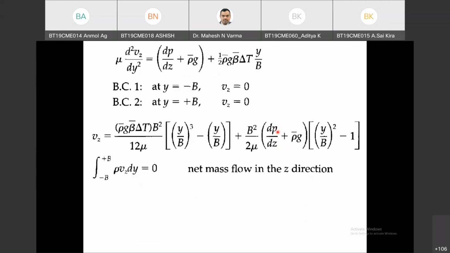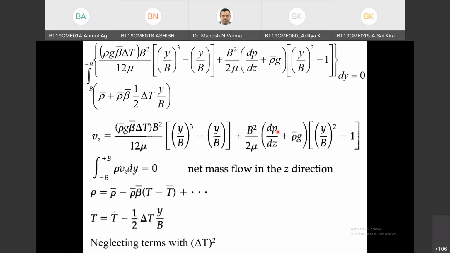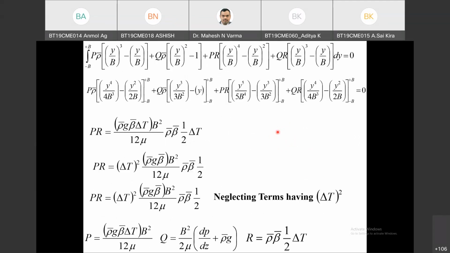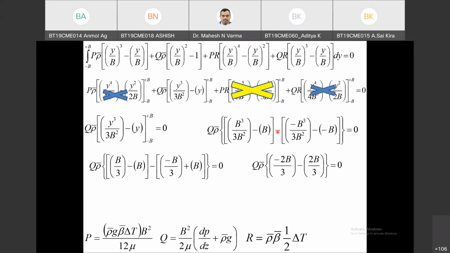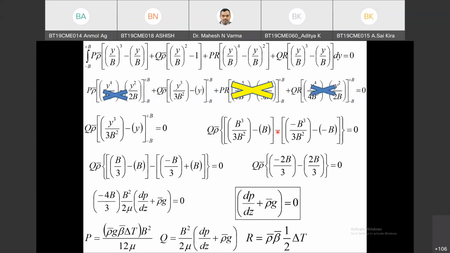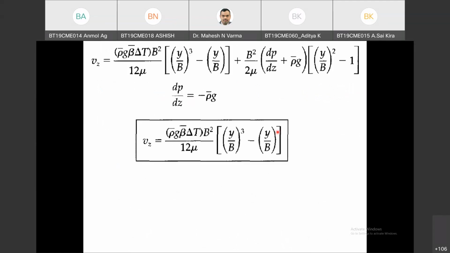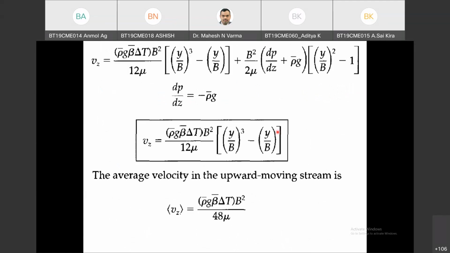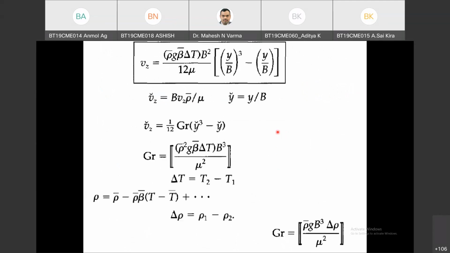So considering net mass flow rate in z direction, density variation, temperature variation, and neglecting delta t square, this is the rearrangement done. If we neglect the delta t square, this is what we will get, net mass flow rate. Rearranging the terms, for this case del p by del z equals minus rho g. Substituting this in the velocity profile, this is the velocity profile we will get, and this is the average velocity of the upward moving stream. Using the dimensionless number, we get a Grashof number, which is the ratio of buoyancy force to viscous force.